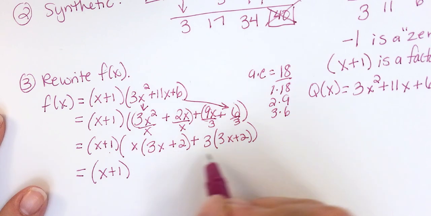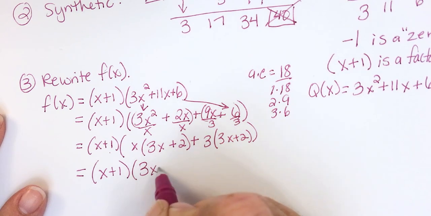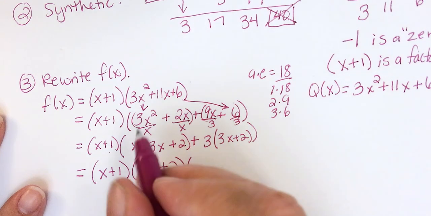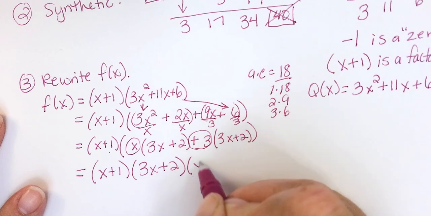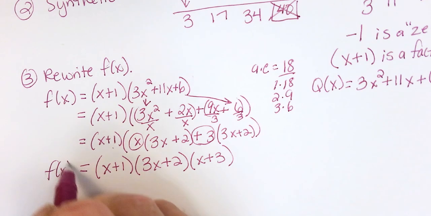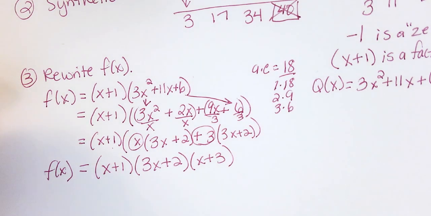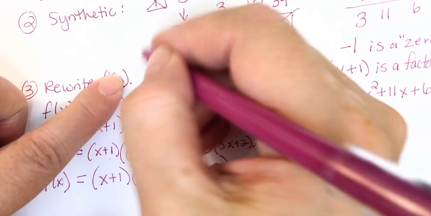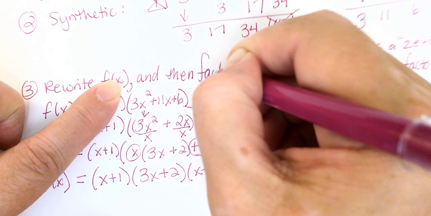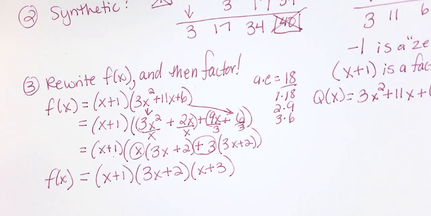Our next step will be to bring this x plus 1 down again. And our common parentheses we can put next. Doesn't matter the order here. And when I factor out that 3x plus 2, I have x plus 3 remaining. What I just found was the factored form. So I rewrote the f of x, and then factor. So this is our factored form of f of x. We have x plus 1, 3x plus 2, and x plus 3. That was the first part of our directions.